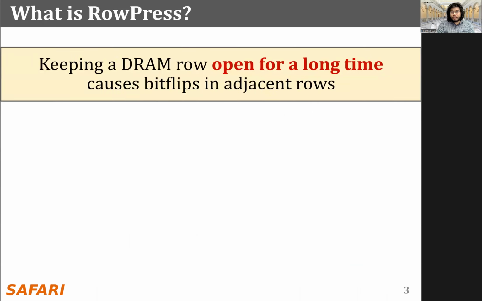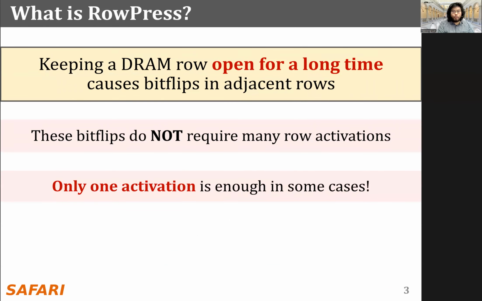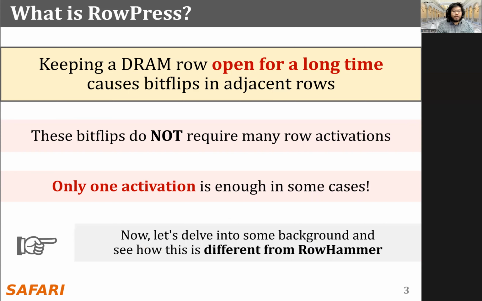RowPress is the read disturbance caused by keeping a DRAM row open for a long time, which induces bit flips in adjacent rows. These bit flips do not require many activations, and we find in some cases only one activation is enough. Now, let's see how this is different from RowHammer.